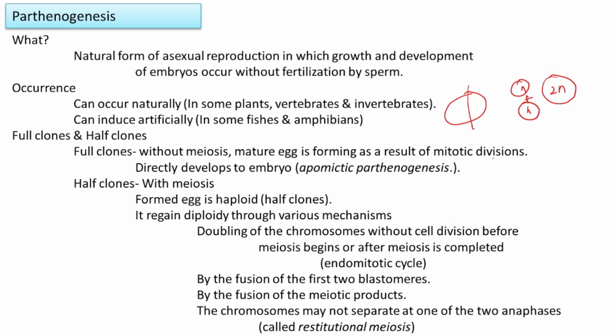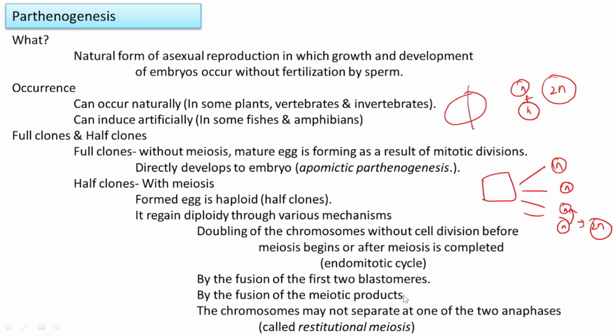And the other mechanism is by the fusion of meiotic products. How can that occur? Through meiosis, we know that four cells are forming. 1, 2, 3, 4. All are haploid. And any two of these can fuse together. They combine together and create that diploid state. This is another method, by the fusion of meiotic products.